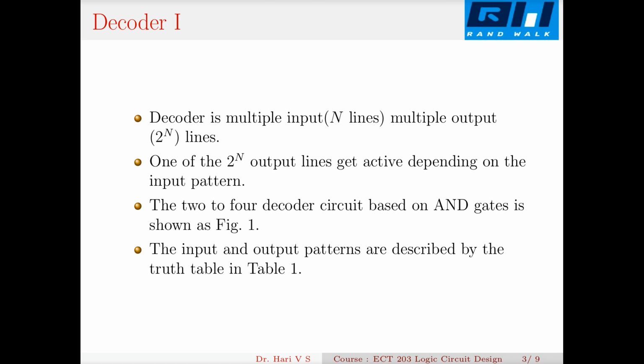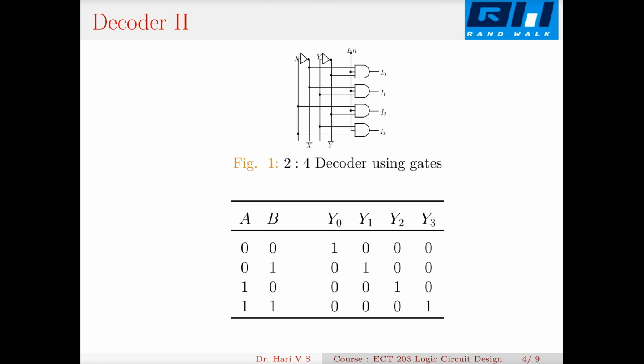So the 2 to 4 decoder, based on structure, looks like this. This is very similar to your 1 to 4 demultiplexer, except that instead of the data, here I have something called an enable pin. This is common for many signals. This is an active high input enable. So if this is kept high, this circuit will work.